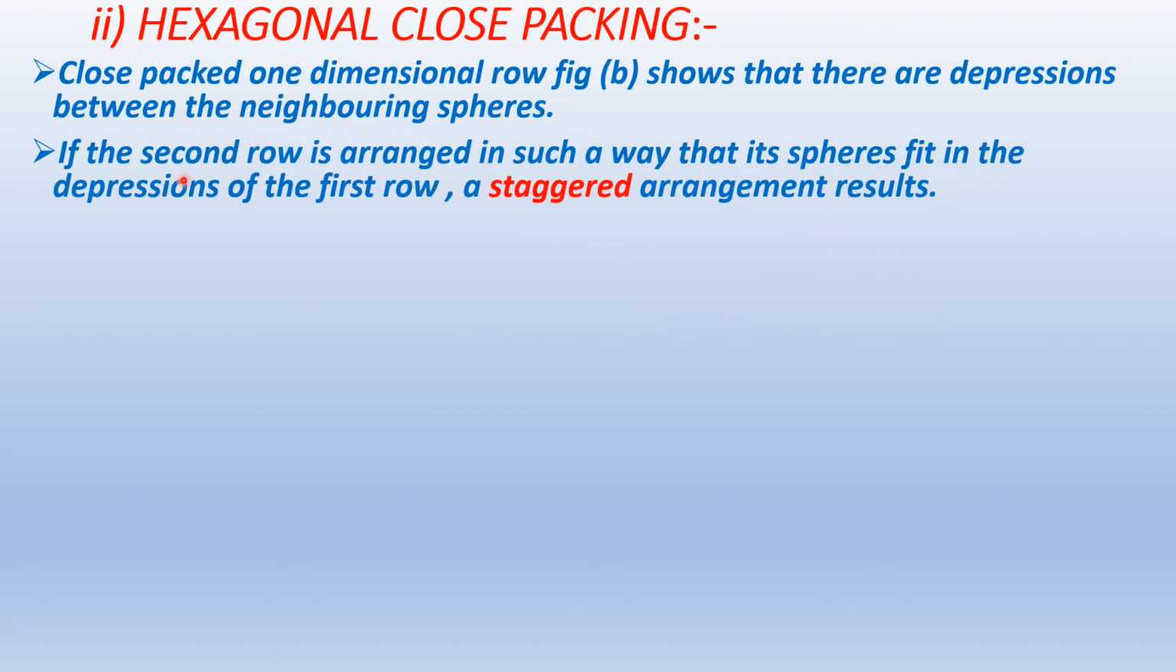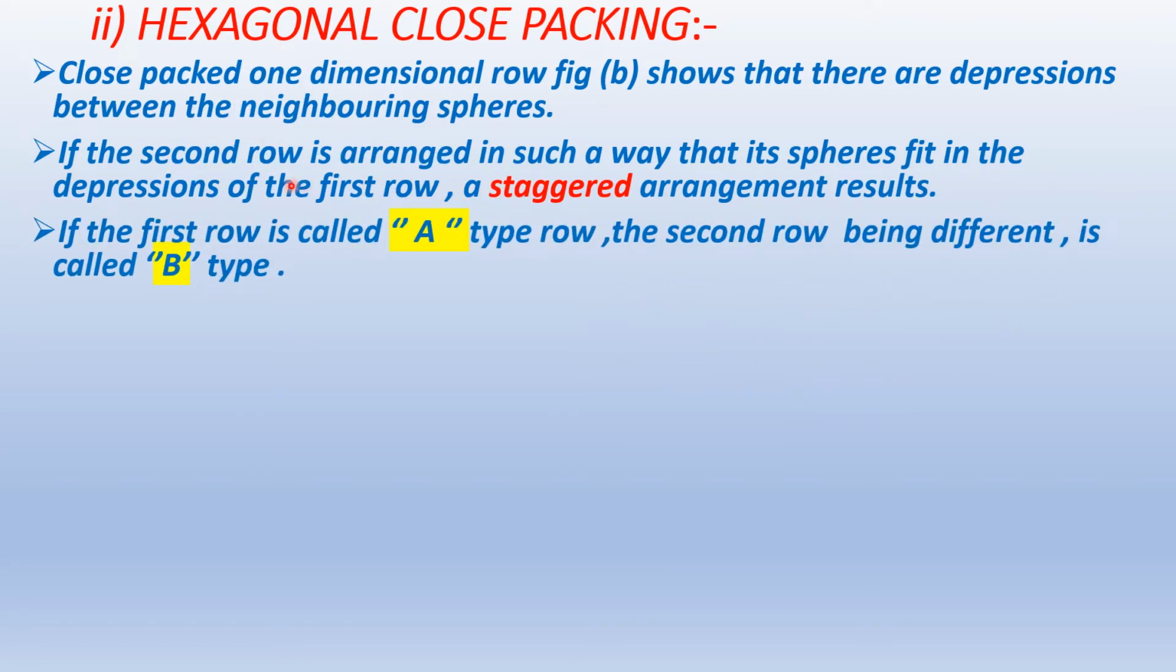If the second row is arranged in such a way that its spheres fit in the depressions of the first row, that is a staggered arrangement. As a result, if the first row is called the A type row, then the second row is different, that is B type.